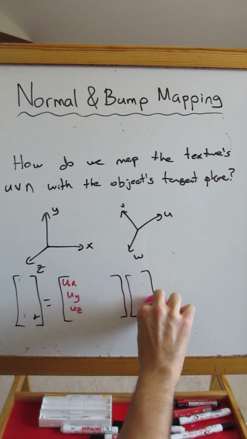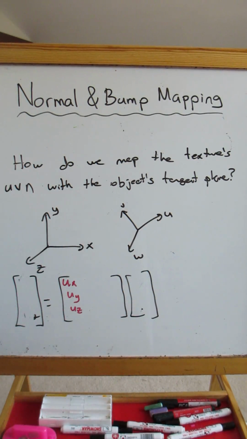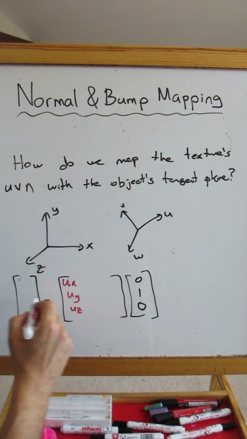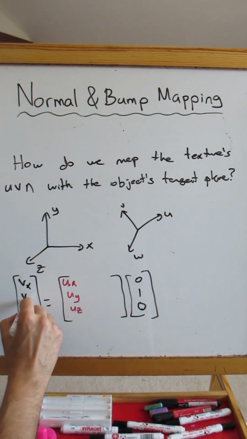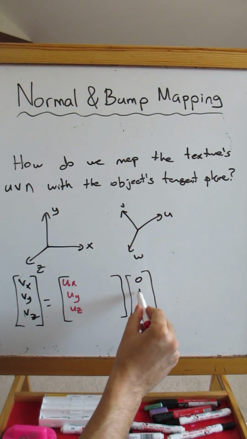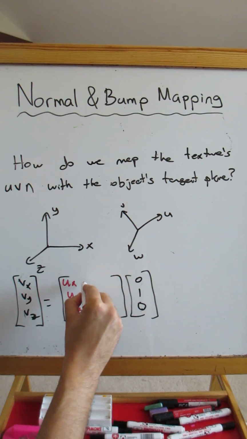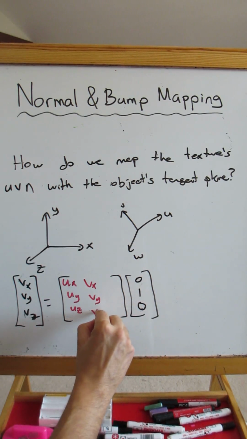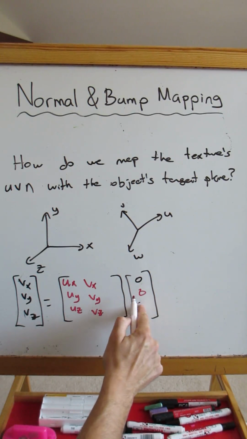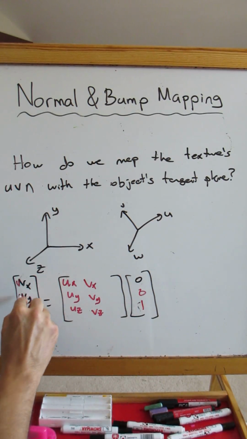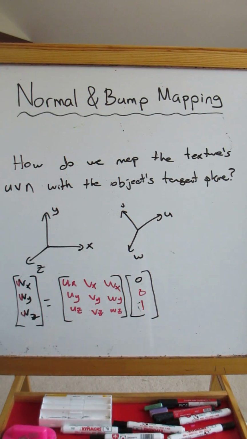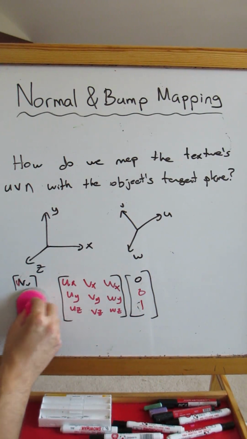Similarly, let's say we want to map y to v. This y is 0, 1, 0, and my v is vx, vy, vz. The second element here means the second column is going to be vx, vy, vz. The same will apply for the third one: this is going to be 1, and this is going to be w, which is wx, wy, wz.